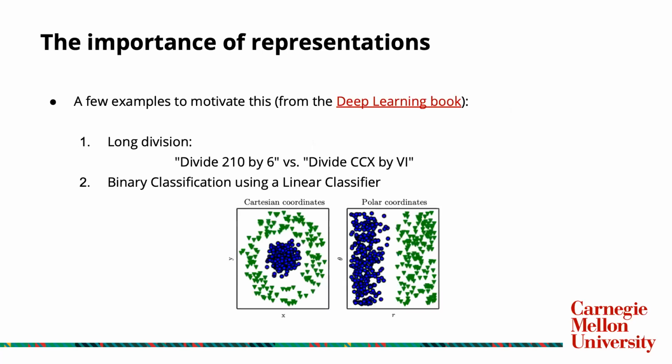A second example is that of binary classification using a linear classifier. So the same data set can be represented in different ways depending on how you choose to represent the features of the data set. So if you use Cartesian coordinates as shown in the graph on the left, it becomes impossible to do binary classification with a linear classifier. But if we represent the same data set using polar coordinates, then this task becomes much simpler.